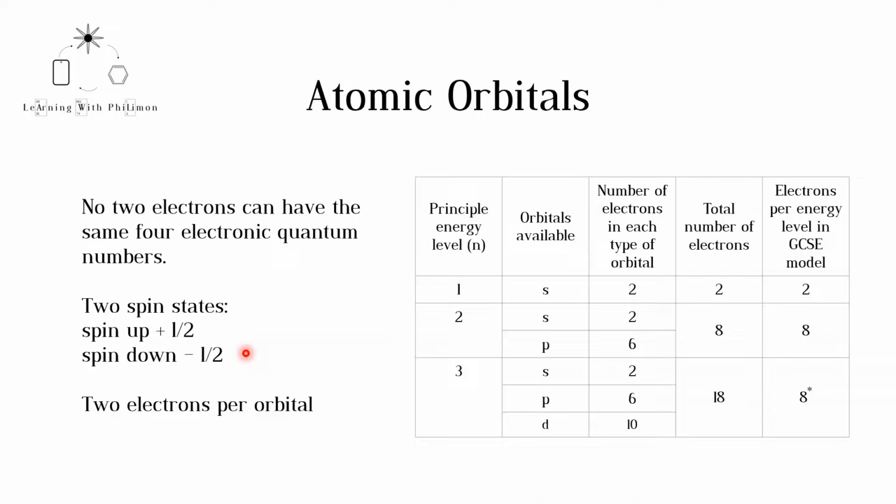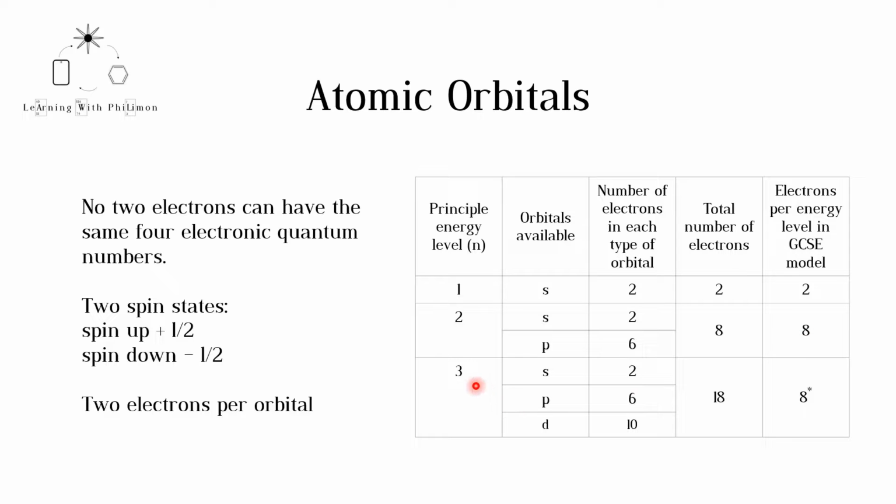What does all of this tell us about the number of electrons in different energy levels? In the first energy level, you only have an s orbital, so only 2 electrons. Remember that in the GCSE model, the maximum number of electrons in the first energy level was 2. In the second energy level, you have 2 electrons in the s orbital and 6 electrons in the p orbitals, as you have 3 different p orbitals. This makes a total of 8 electrons. Again, this matches the GCSE model.